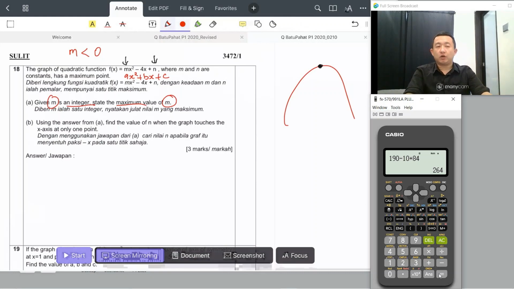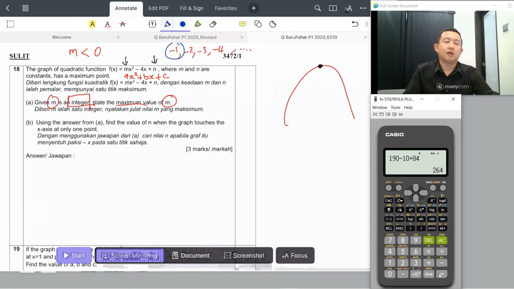So m less than 0, there are many possibilities. Negative 0.5, negative 3, negative hundreds. But we know that m is an integer, so we eliminate fractions and decimal. So it cannot be 0, negative 1, negative 2, negative 3, negative 4, and so on and so forth. Okay, so among all these numbers until infinity, which one has the maximum value? Maximum value, which one?